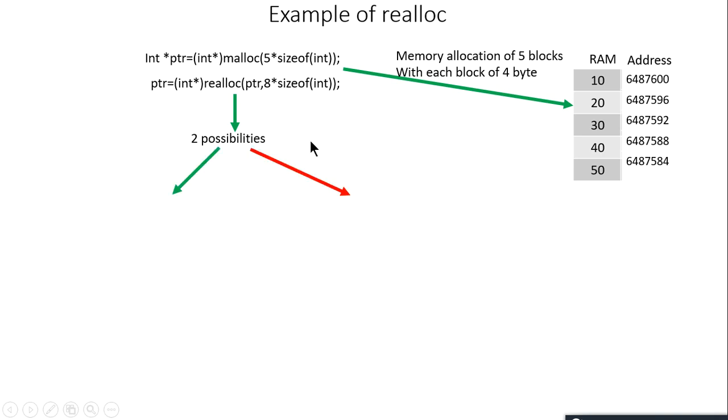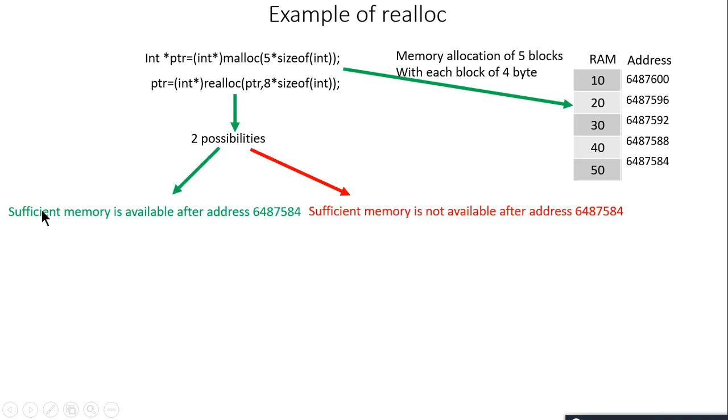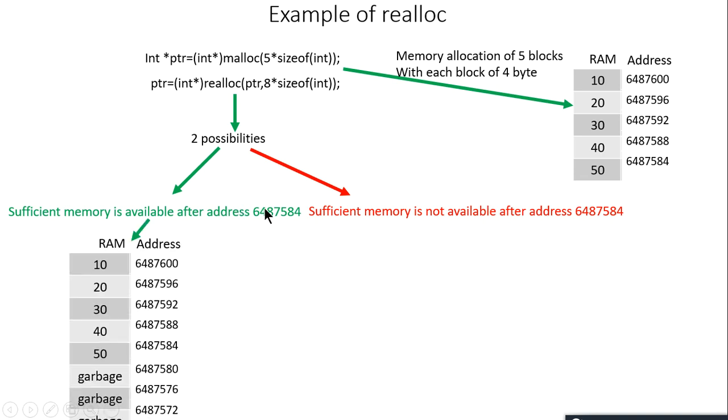Now there are two possibilities. One is that you have sufficient memory available after address 84, and the other is that it is not available. So let's see what happens if we have enough memory space. After 584, 3 more bytes, 80, 876 and 72, will be created and garbage values will be stored in them. So if you have memory space, this will happen.